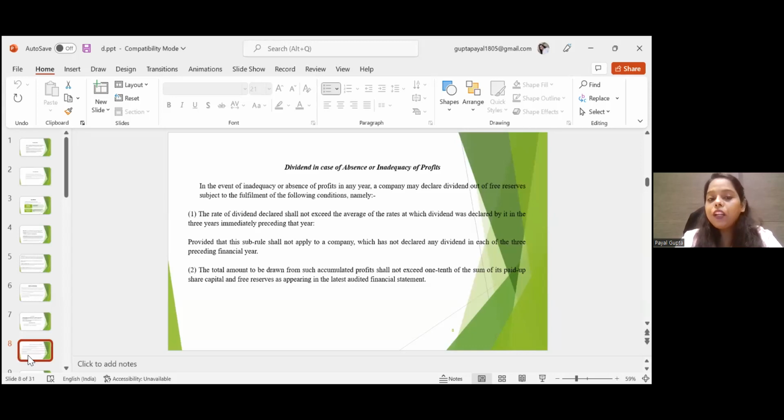That is, rate of dividend declared shall not exceed the average of the rate at which dividend was declared by it in the 3 immediately preceding years, provided that such sub rule shall not be applicable to the company अगर उन्होंने कोई भी 3 साल में कोई भी dividend declare नहीं किया है. The amount to be drawn from such accumulated profit shall not exceed 1/10 of the sum of its paid up share capital and free reserve as appear in the latest audited financial statement.